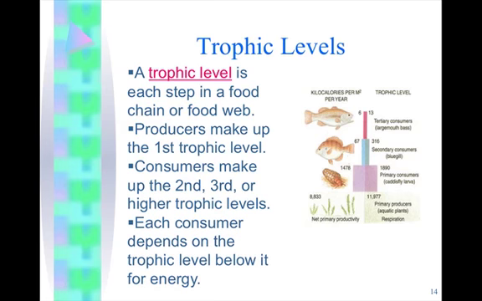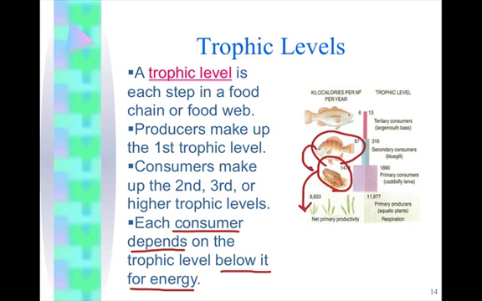So each consumer depends on the trophic level below it for energy. That's one important thing to understand. Each consumer depends on the trophic level below it for energy. So if we look at the picture over here, this organism depends on the aquatic plants. This fish depends on this larva. This larger fish depends on the fish below it for energy. Energy moves, once again, from the bottom to the top.